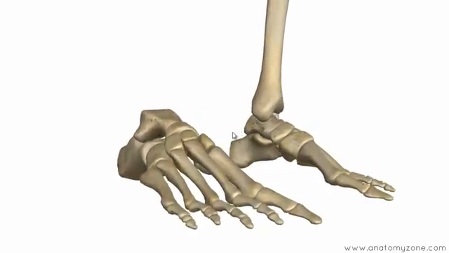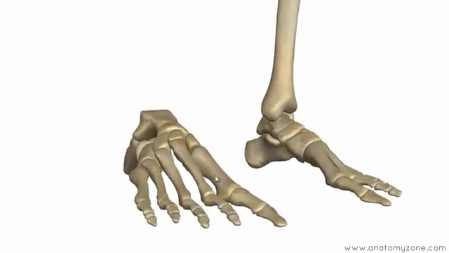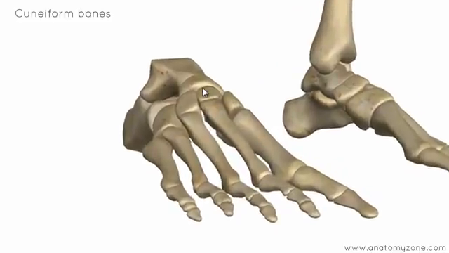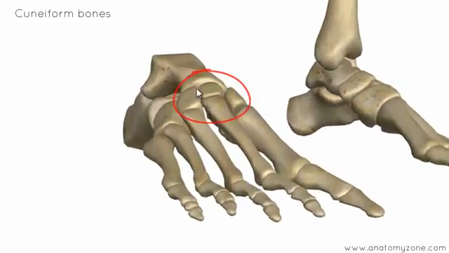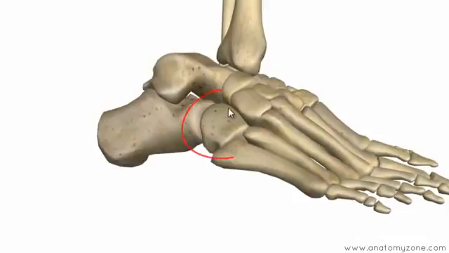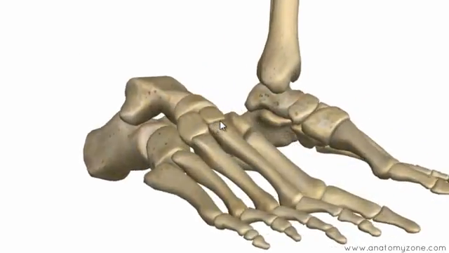The distal row, you've got 4 bones. So the distal row are the bones of the foot which articulate with the metatarsals. So you've got the cuneiform bones, which are these 3 bones here. So you've got a medial, an intermediate and a lateral cuneiform bone which articulate with the 1st to 3rd metatarsals. And then you've got this bone here, which is the cuboid bone, sitting laterally, and this articulates with the lateral 2 metatarsals.